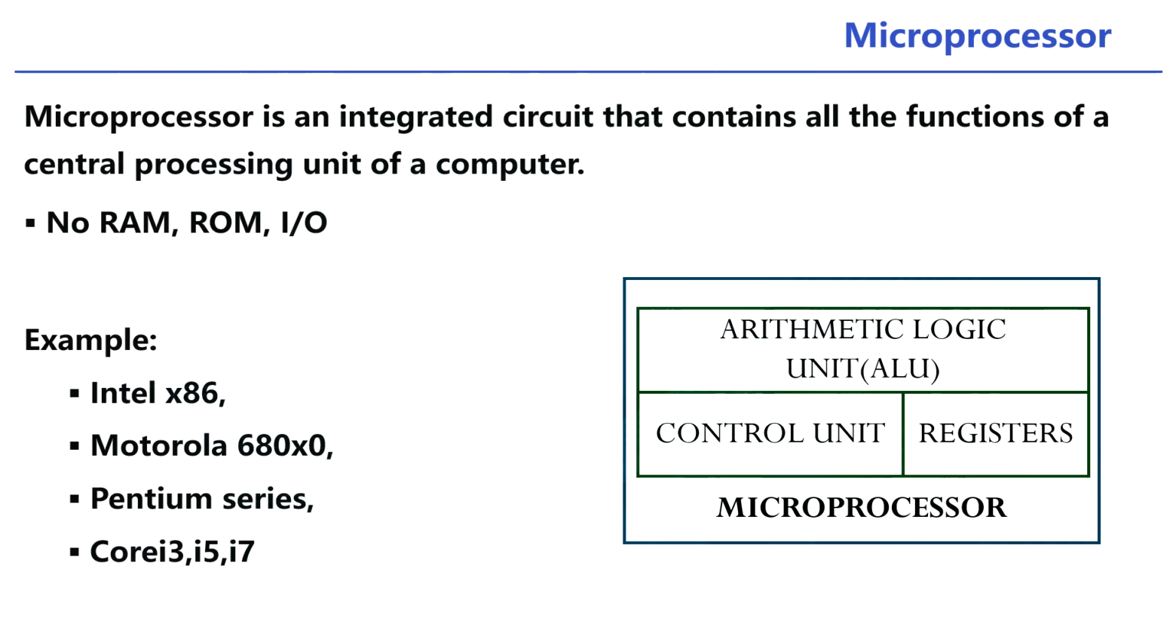The control unit controls all operations. Registers store temporary data. These three together form the core of processing. Important point of this, but there is one very important thing to remember: a microprocessor does not have RAM, ROM, or input-output ports, so it always requires external components to work.